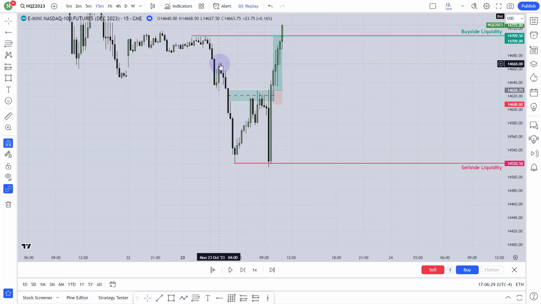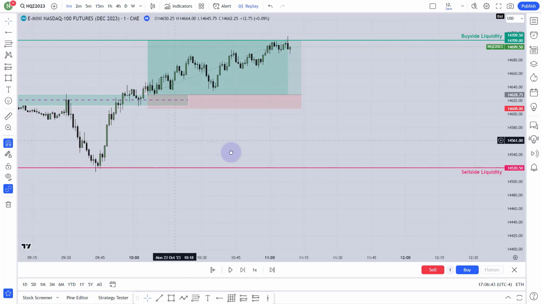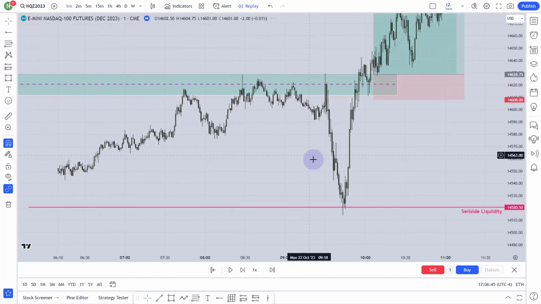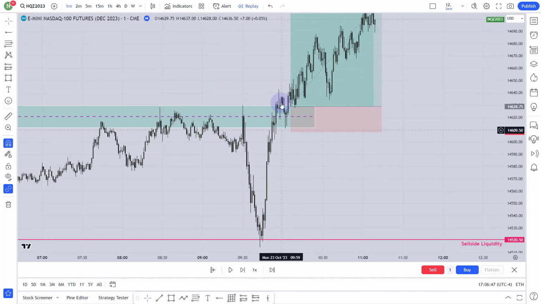Okay, when you will see the run, it will come from high to low. You have to mark the highest fair value gap. This is the highest fair value gap. You will mark it for later use. Okay, then you will go to the 1 minute chart. You will wait for it to break through this fair value gap.